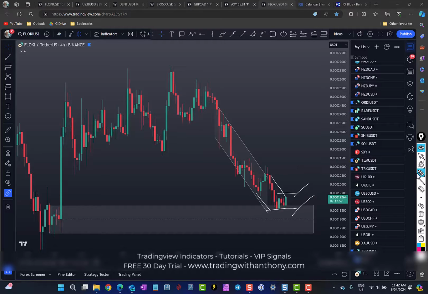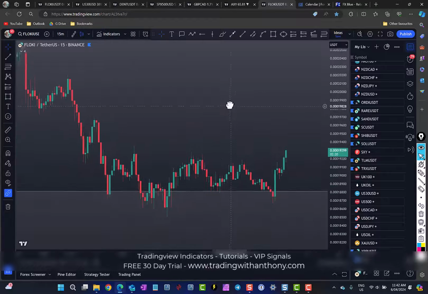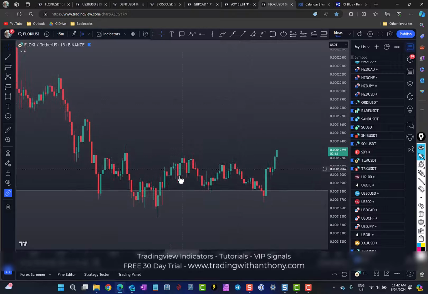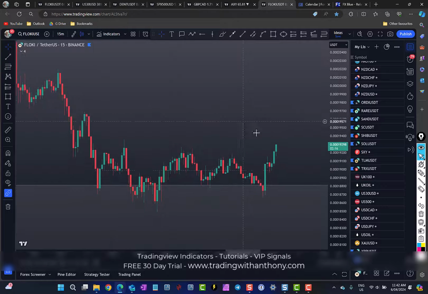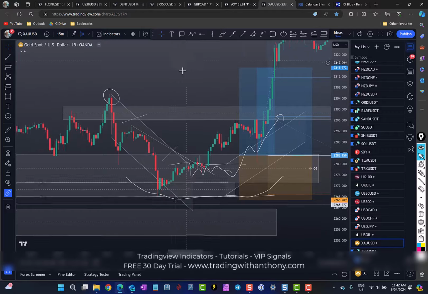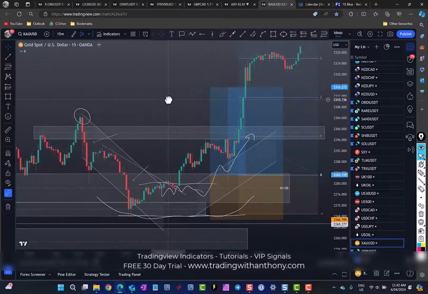Easier said than done, right? Let's just have a quick look. Floki was one of the videos. Okay, here's Floki on the 15-minute. So we're still ranging sideways at the moment. Now the other one was gold, and I made this drawing. Okay, look at the outcome, and the other one that I uploaded yesterday was the US 30.